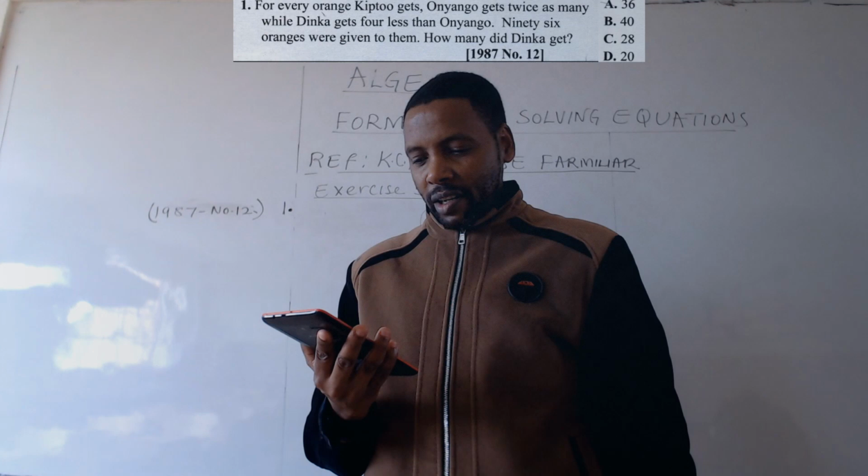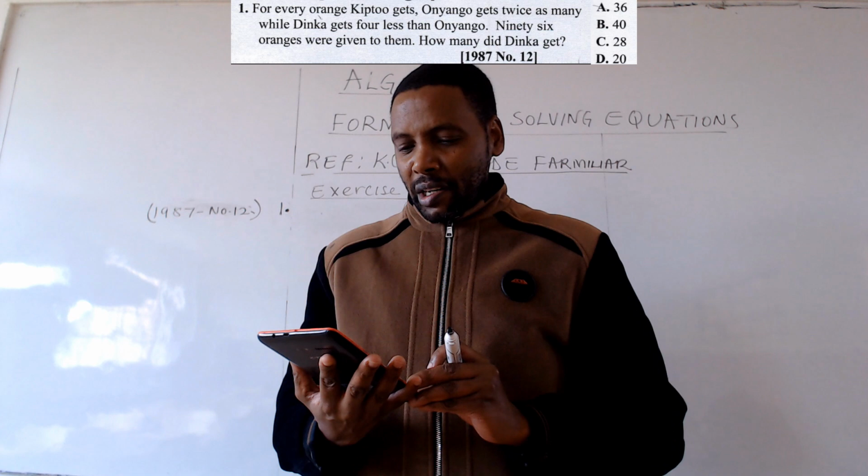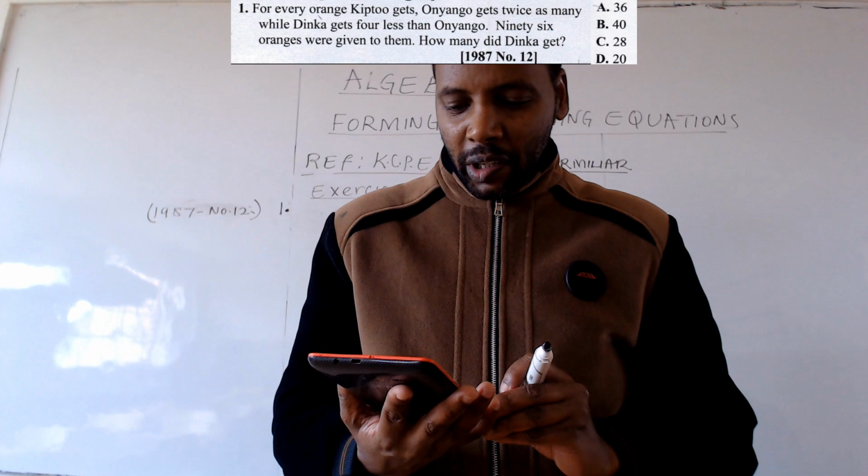For every orange Kipto gets, Onyango gets twice as many, while Dinka gets four less than Onyango. 96 oranges were given to them. How many did Dinka get?